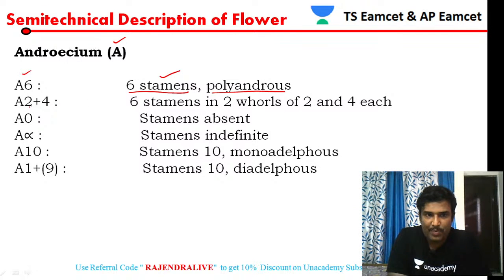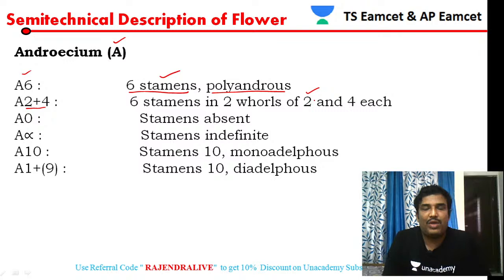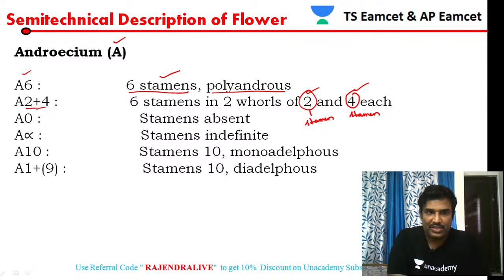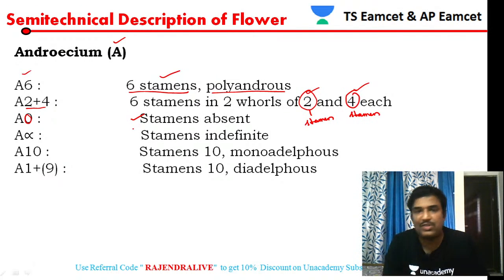Then A2 plus 4. 2 plus 4 means it has 2 whorls: in one whorl you have 2 stamens and in the other whorl 4 stamens. Such a condition is called A2 plus 4. Next A0. This represents 0, meaning stamen is absent. Such a condition is called A0.